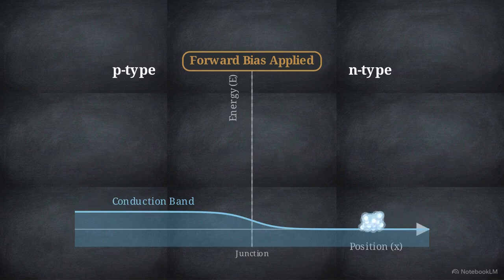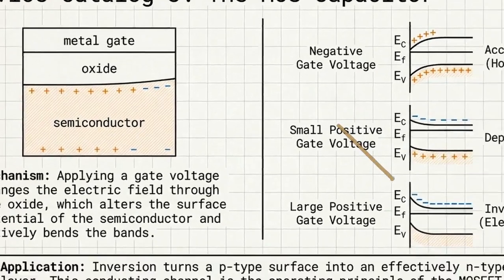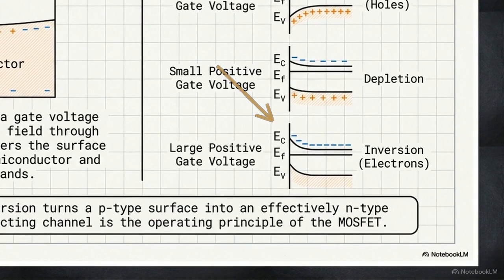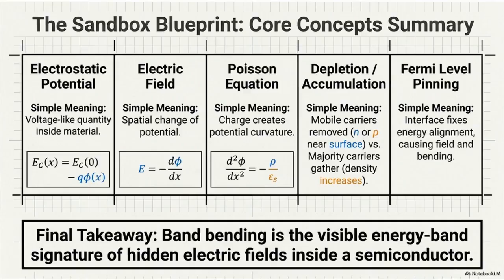In a MOS capacitor, an external gate voltage actively bends the bands through an insulating oxide. Extreme downward bending creates an inversion layer, the conducting channel that allows a MOSFET to function. Diodes, barriers, and transistors are not separate phenomena, but different topological applications of these same geometric rules. The logic is consistent. Electrostatic potential dictates energy, electric field dictates slope, and Poisson's equation dictates curvature. Device engineering is simply the practice of manipulating hidden fields to shape these curves.